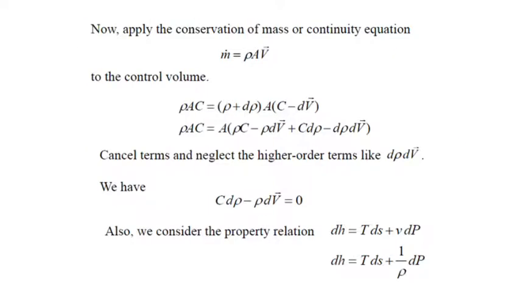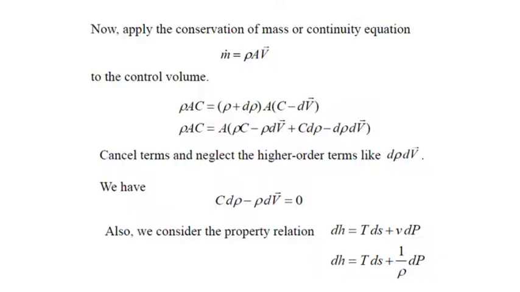In the next slide, we are going to apply the continuity equation. We know what the continuity equation is, that is m dot equal to rho AV. For the control volume, the expression will be rho AC is equal to (rho plus d rho) A into (C minus dV). So, multiply A throughout on the two sides. You will get rho AC is equal to A into (rho C minus rho dV plus C d rho minus d rho dV). So, cancelling the common terms and neglecting the higher order terms like d rho dV, we get C d rho minus rho dV is equal to 0.